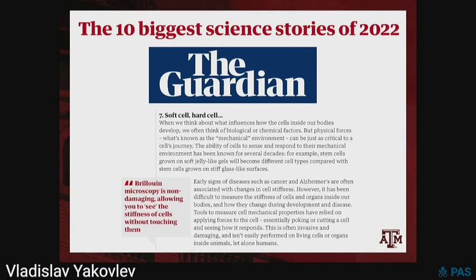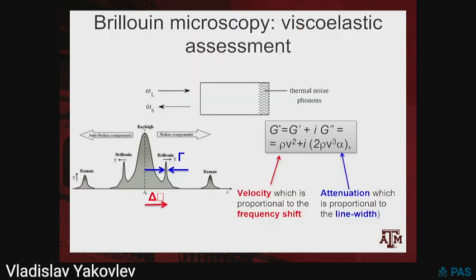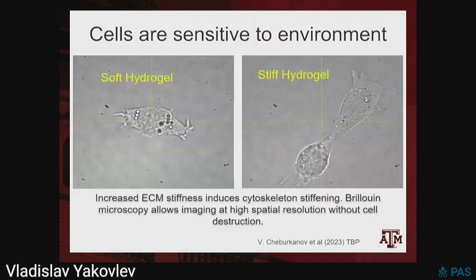And this is what we have been doing for the last 10 years. The Guardian recently acknowledged this as one of the biggest science stories of 2022. So we used what is called Brillouin microscopy, where we shine monochromatic light on a sample and look at the inelastic scattering. By looking at the frequency shift and the line width, we can actually get the elasticity and viscosity measurements in a biological system. And it works extremely well.